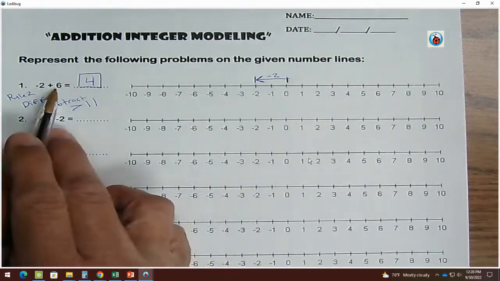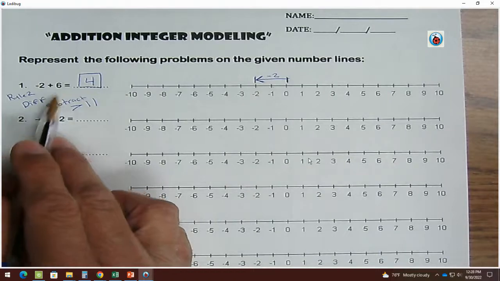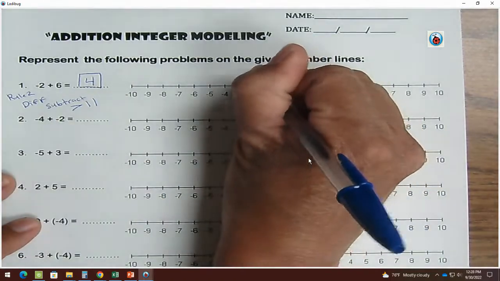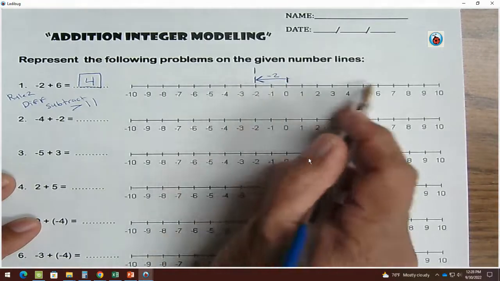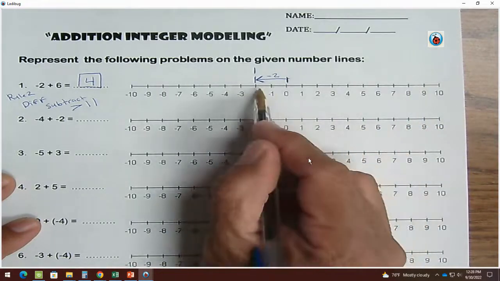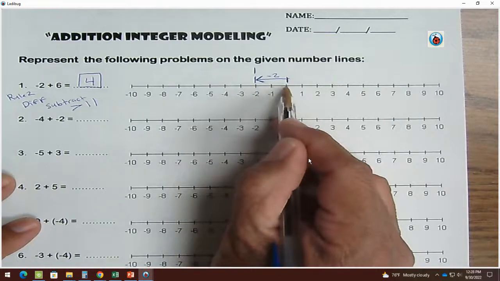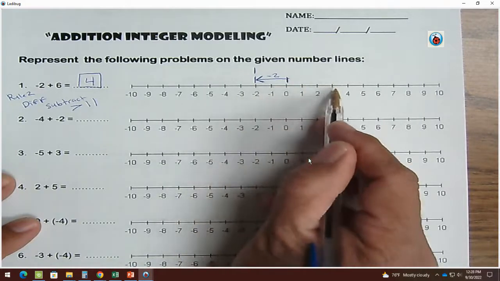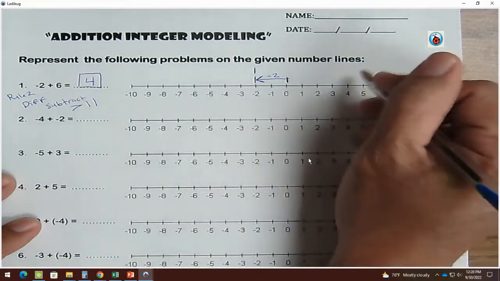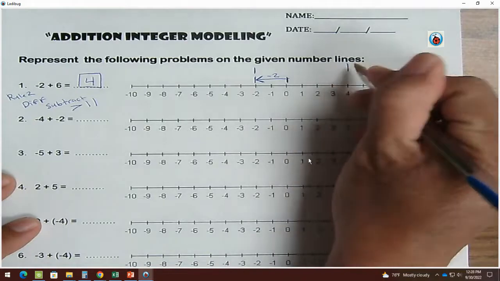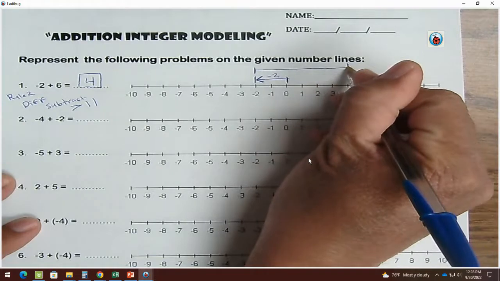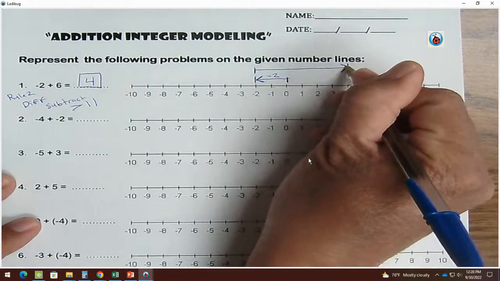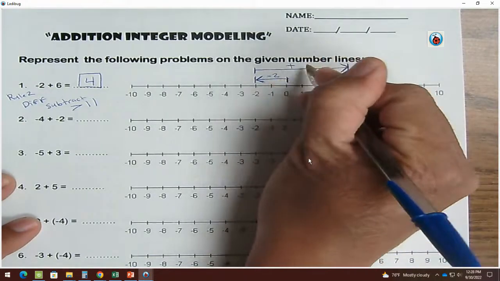But then I gained 6. So I'm going to make another little mark on top because now this time I'm gaining 6. Gaining means that I'm going to the right now. So I'm going to go 1, 2, 3, 4, 5, 6. So I stop right there. Show the arrow to show the direction that you went. This is a +6.